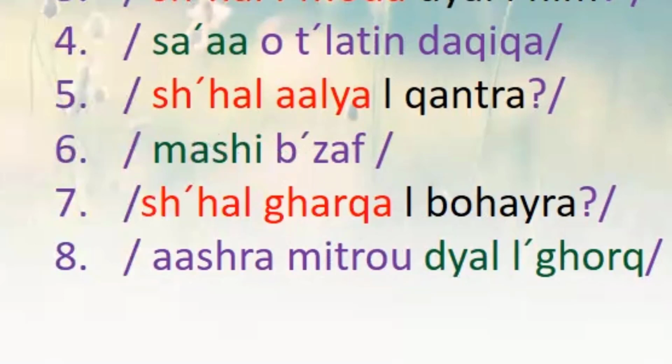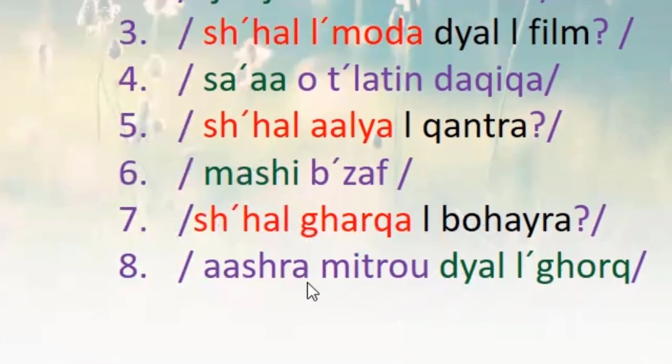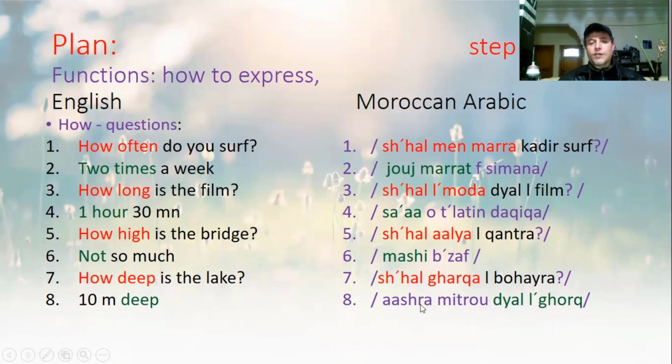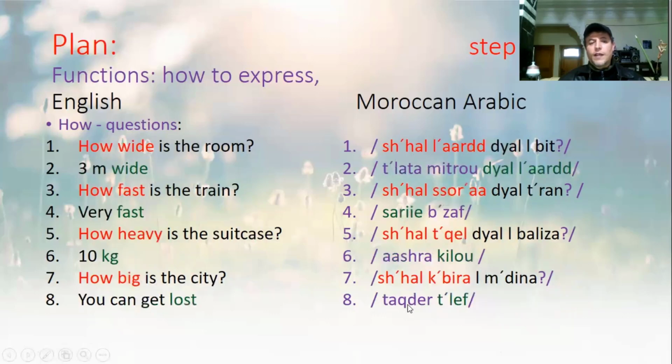Number 7. How deep is the lake? شحال غارقة. So how deep is شحال غارقة. البحيرة is the lake. شحال غارقة البحيرة. Next, number 8. 10 meters deep. 10 متر ديال الغرق, the same thing. So 10 متر is 10 meters. ديال الغرق is deep.